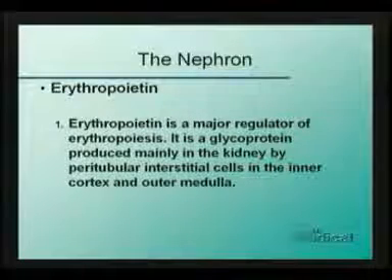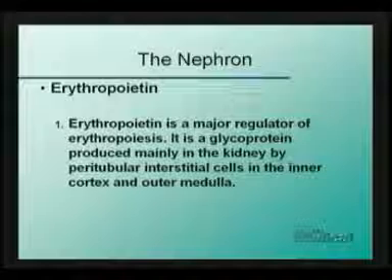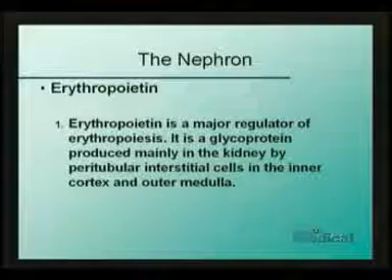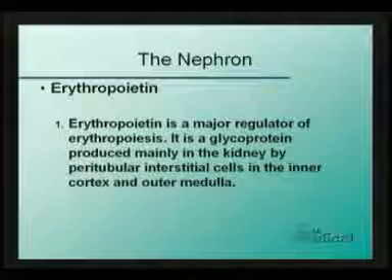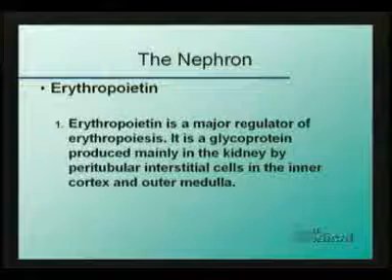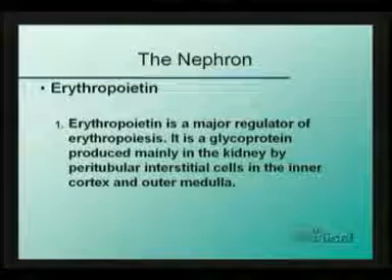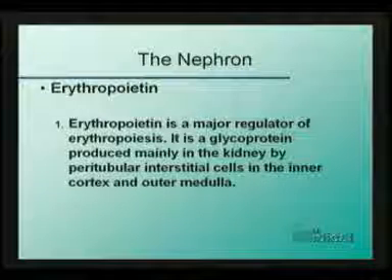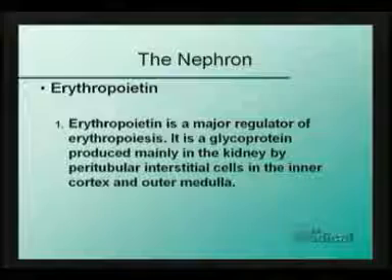Finally, a comment, and I've added this as well, about erythropoietin. Erythropoietin is the major regulator of erythropoiesis, logically, and it is a glycoprotein that's produced mainly in the kidney. And what can come up on the exam is what kind of cells and where this is produced. As we know now, it's produced by what are known as peritubular interstitial cells that are largely found in the inner part of the cortex of the kidney and in the outer part of the medulla.